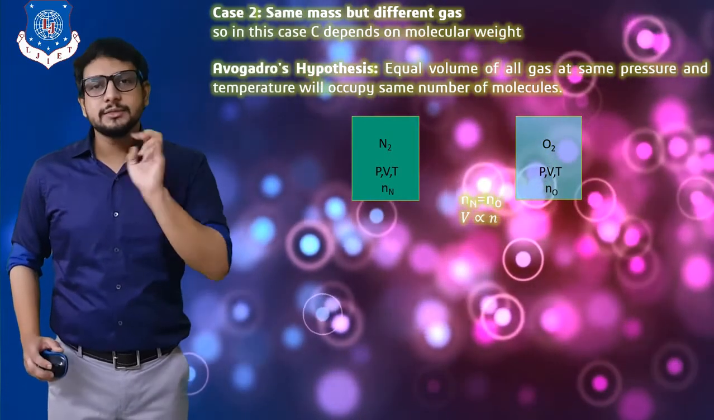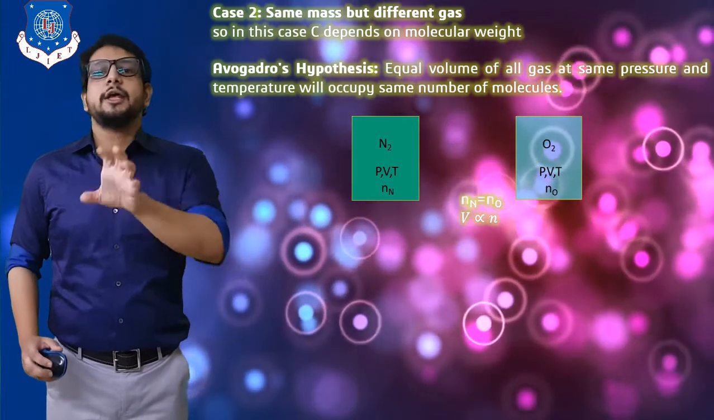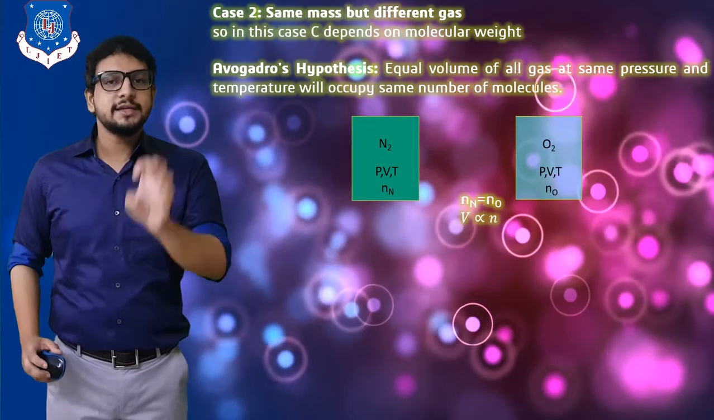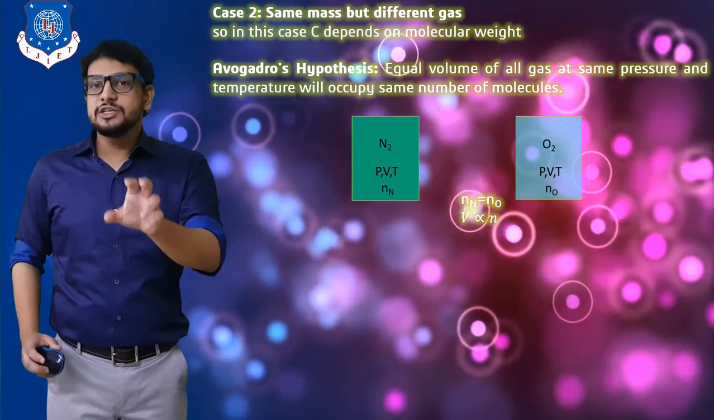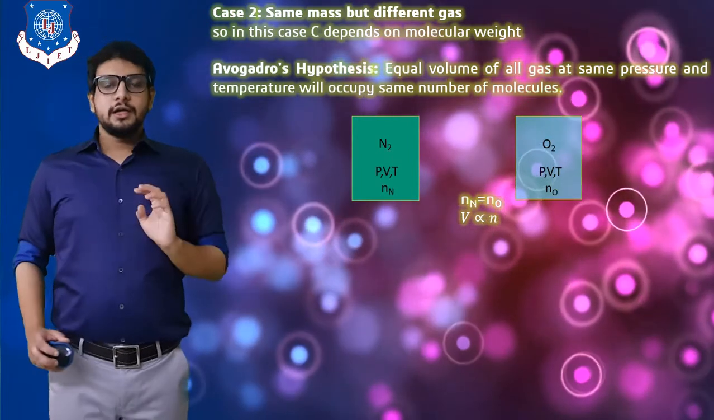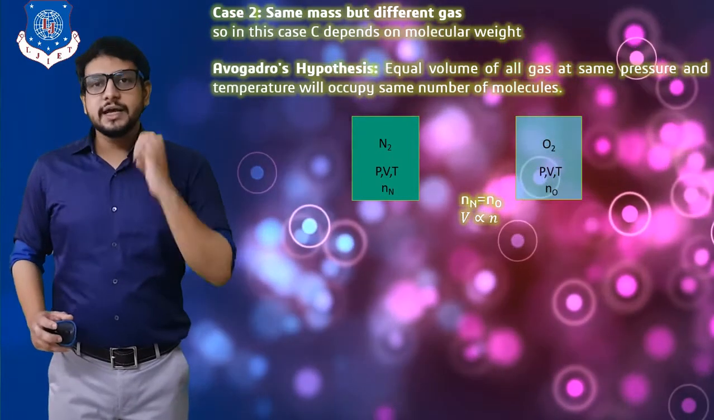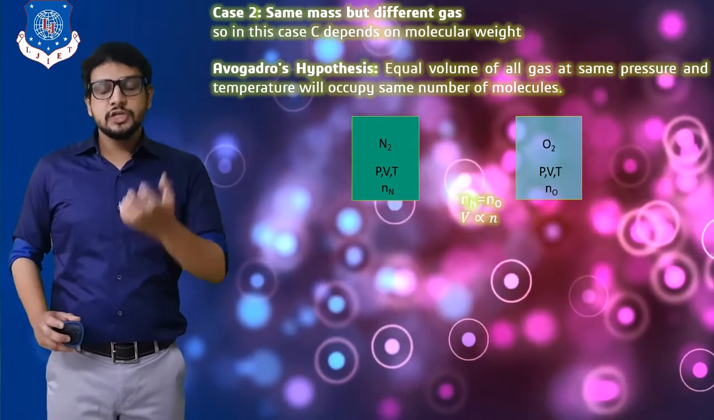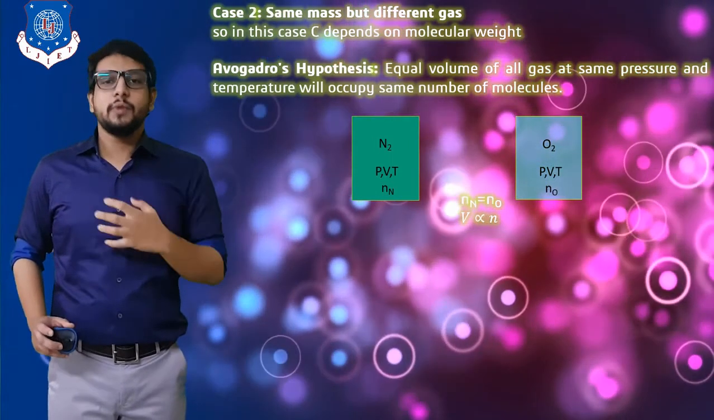Okay, so in this case too, what is the variable? We would say the variable is the molecular weight, and in this case the constant C is going to depend on the molecular weight of a gas. Now for considering this case, there is a hypothesis called Avogadro's hypothesis. You have already studied this in your 11th and 12th standard.